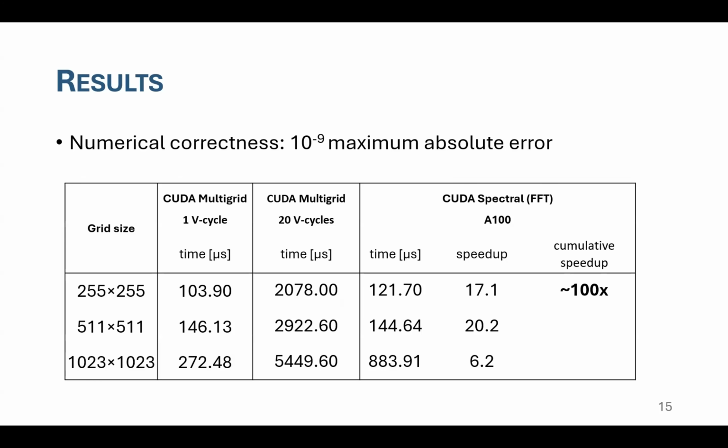Or is this just coming from scheduling issues on the GPU, that the multigrid is somehow not that well fitting or well using the GPU? So how much is it software related and how much is it numerical related?